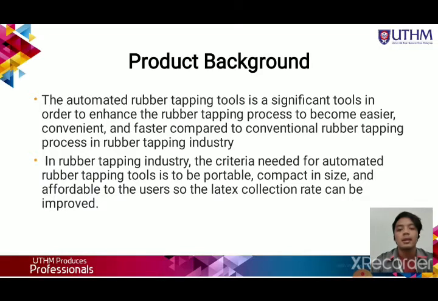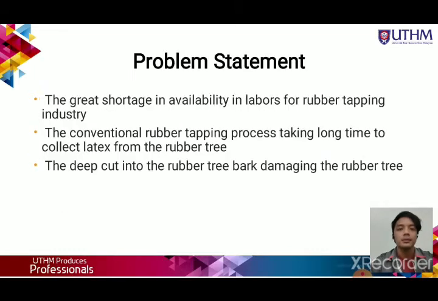Next, the criteria needed for an automated rubber tapping machine are that it is portable, compact in size, and also affordable for the users, so the rate of latex collection can be improved. The problem statement for our project is the great shortage in the availability of labor for the rubber tapping industry, which means a decreasing number of rubber tappers. Next, the conventional rubber tapping process takes a long time to collect latex from the rubber tree. Third, a deep cut into the rubber tree bark can damage the rubber tree.